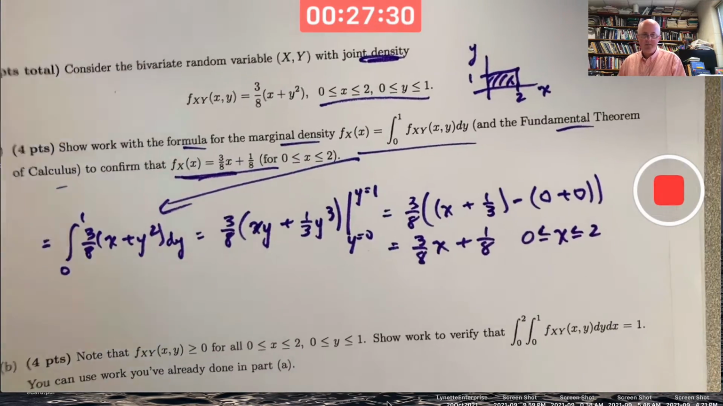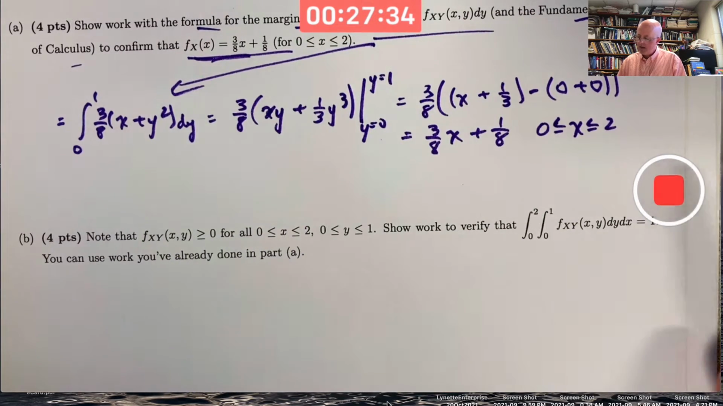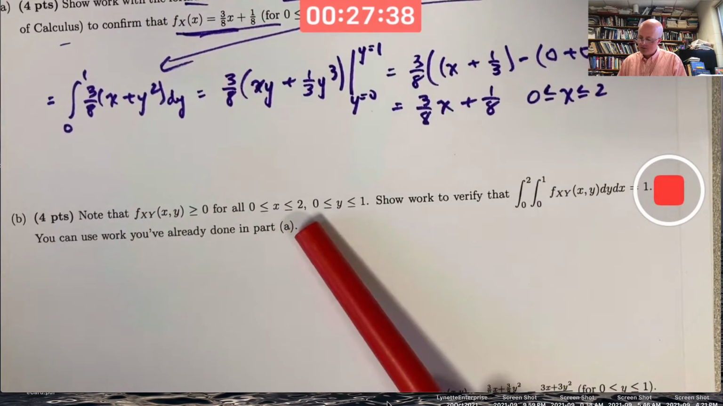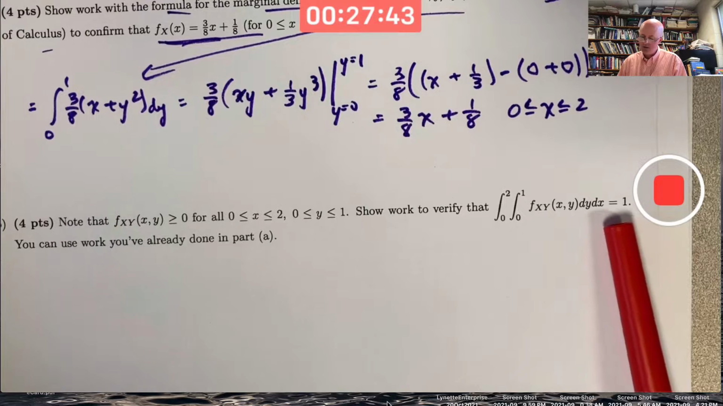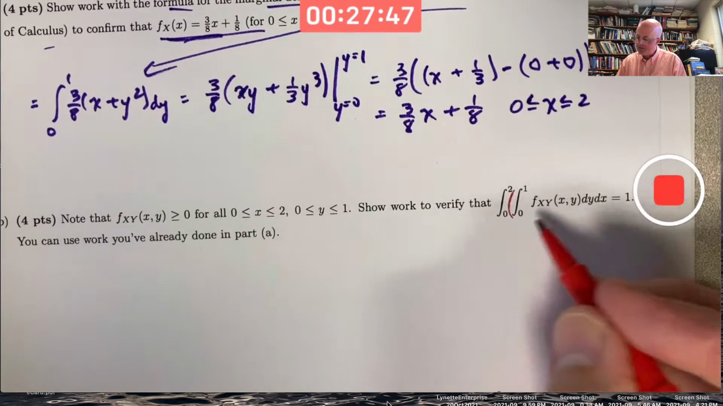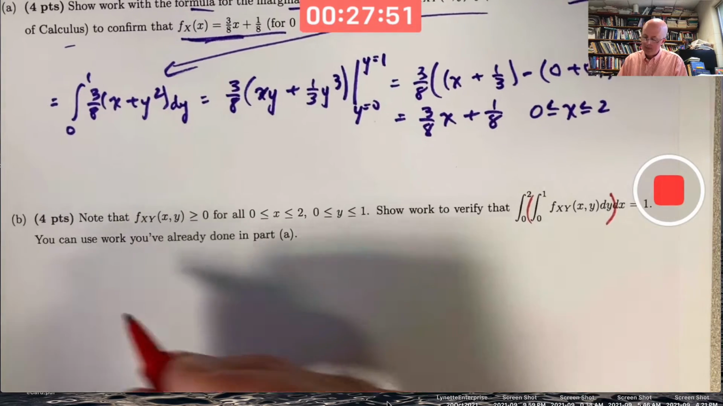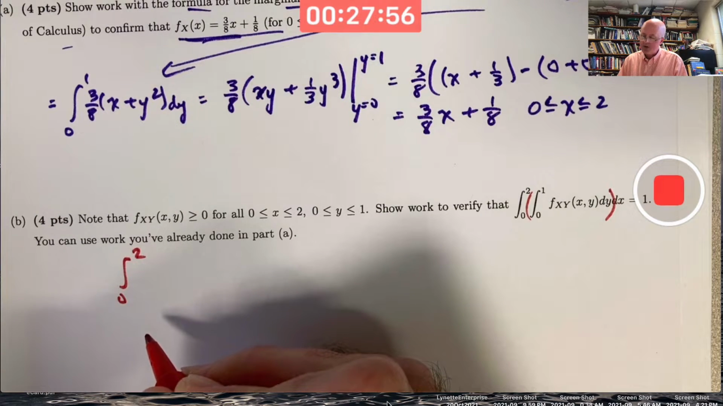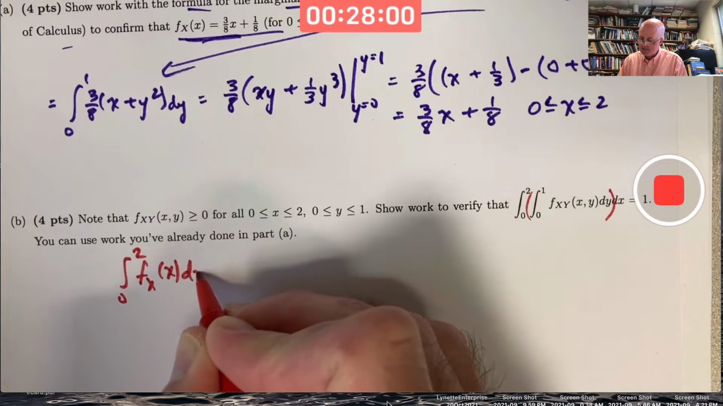Part B, note that the joint density is non-negative and is assumed to be 0 elsewhere. This is over the rectangle here. Show work to verify that the double integral of it equals 1. You can already use the work you've done in Part A. We've already done the inner integral here of this double integral. Now we need to do the outer one. So we really need to integrate the marginal density that we just found with respect to x.